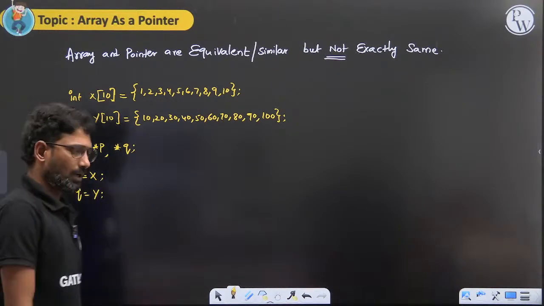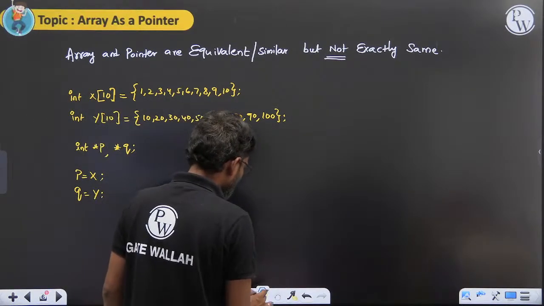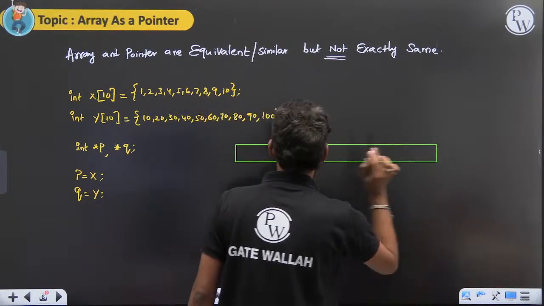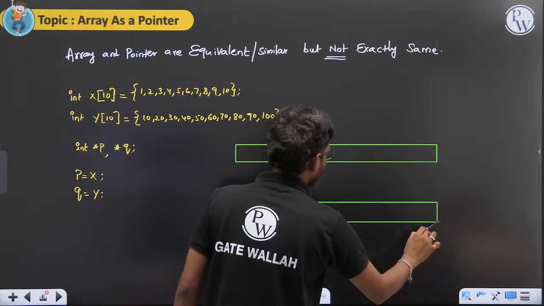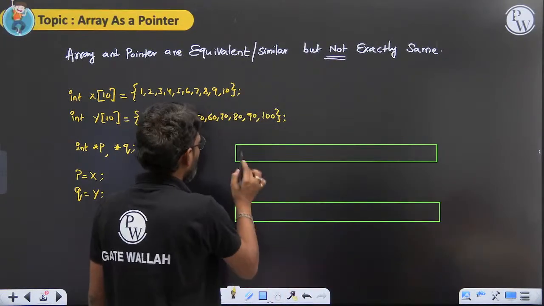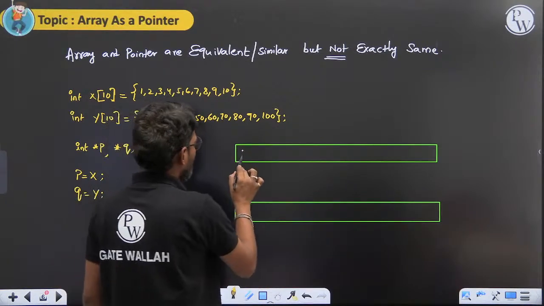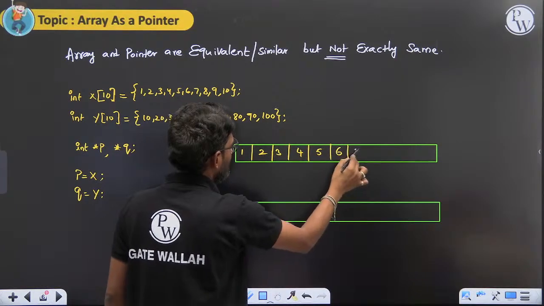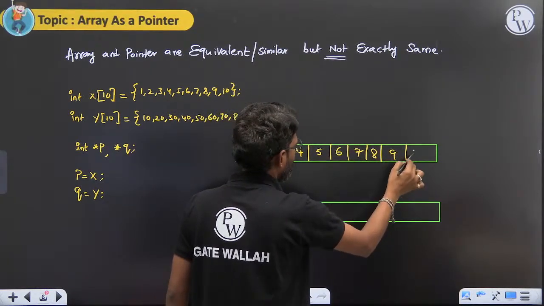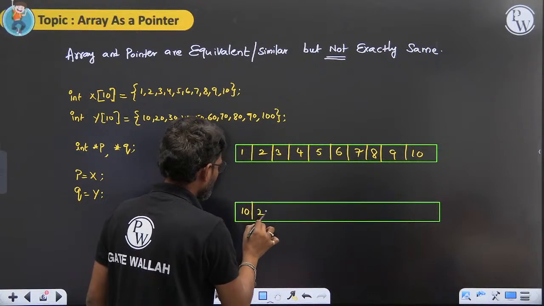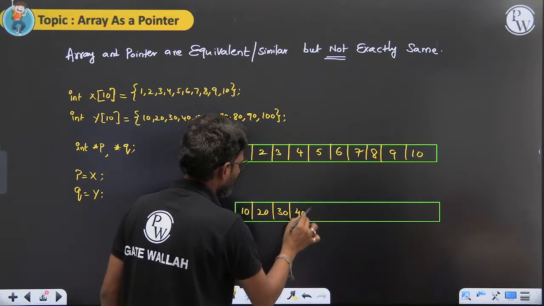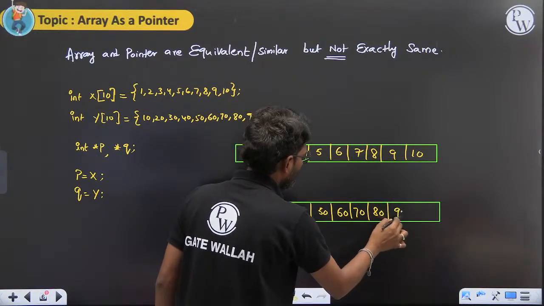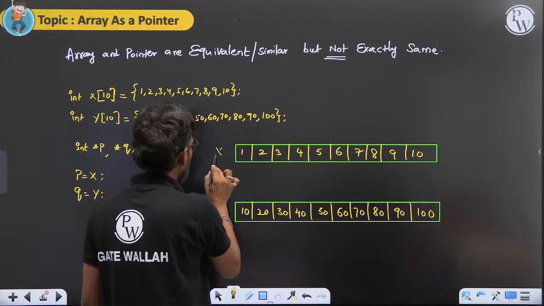Okay? Now if I am taking these arrays, what is the X array? This one, and the Y array, this one. Both have size 10, with values 1, 2, 3, 4, 5, 6 and so on. Just have a little patience, please. 10, 20, 30, 40, 50, 60, 70, 80, 90 and 100. So this is X and this is Y.